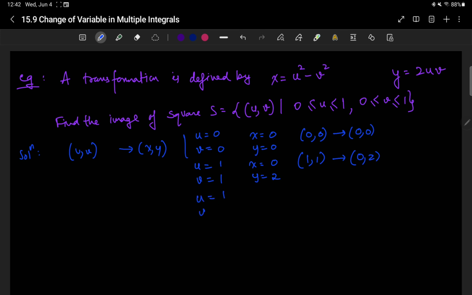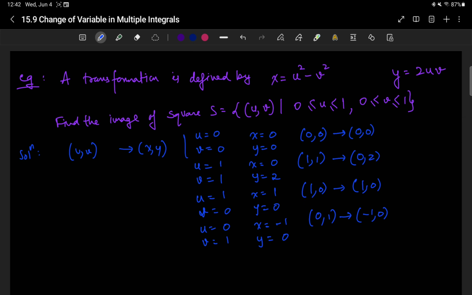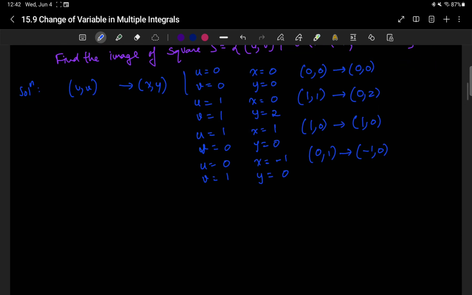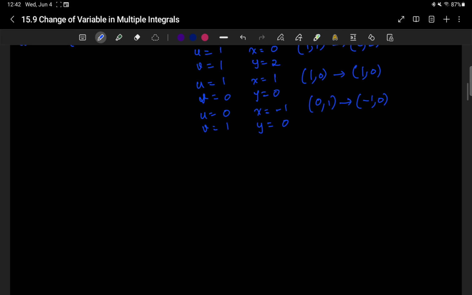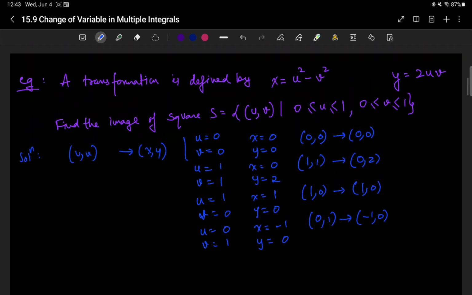Now if I take u is 1 and v is 0, then I get x is 1 and y is 0. So the point (1, 0) maps to the same point (1, 0). And if u is 0 and v is 1, then I get x is negative 1 and y is 0. So (0, 1) maps to (-1, 0), and so on. So you get the idea here. Every time we plug in different values of u and v, it's going to give me some point in the xy world.